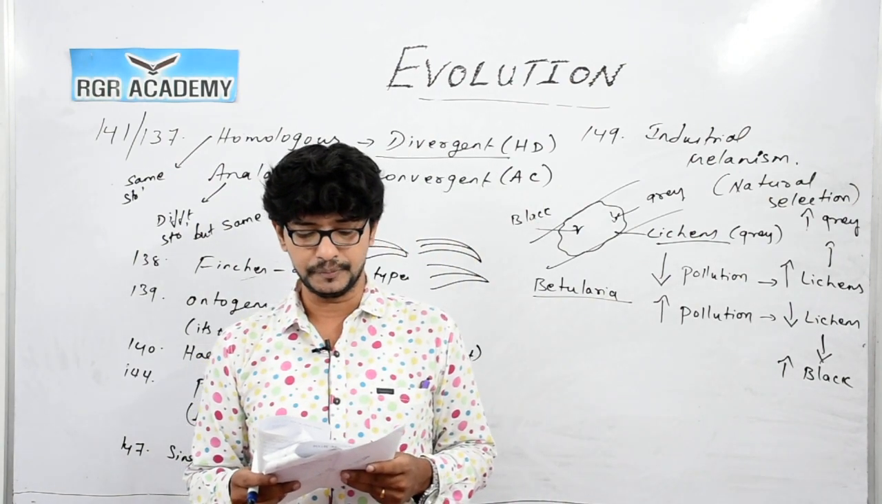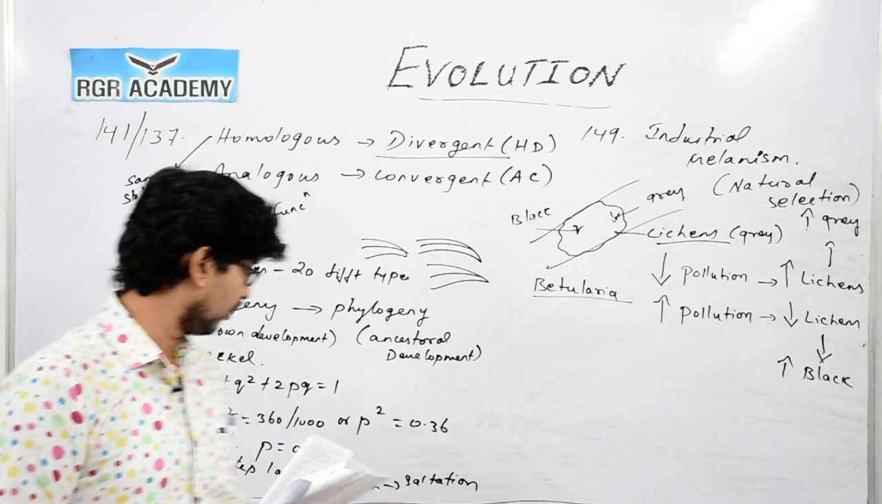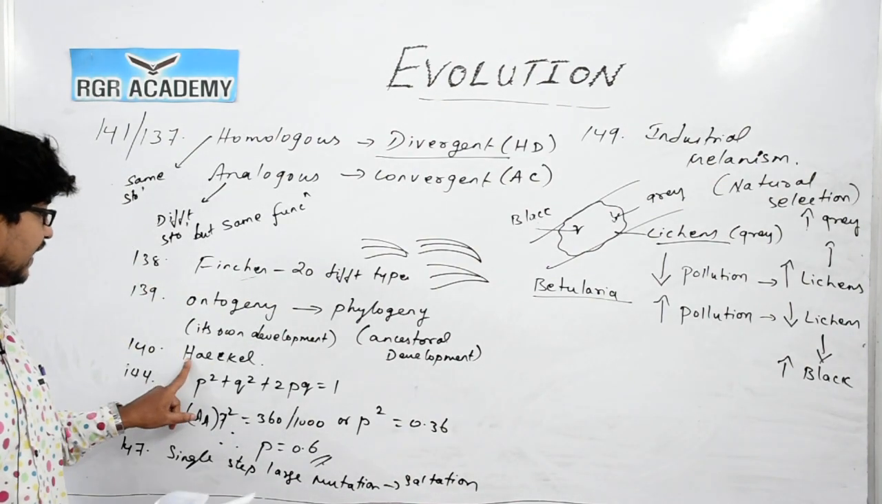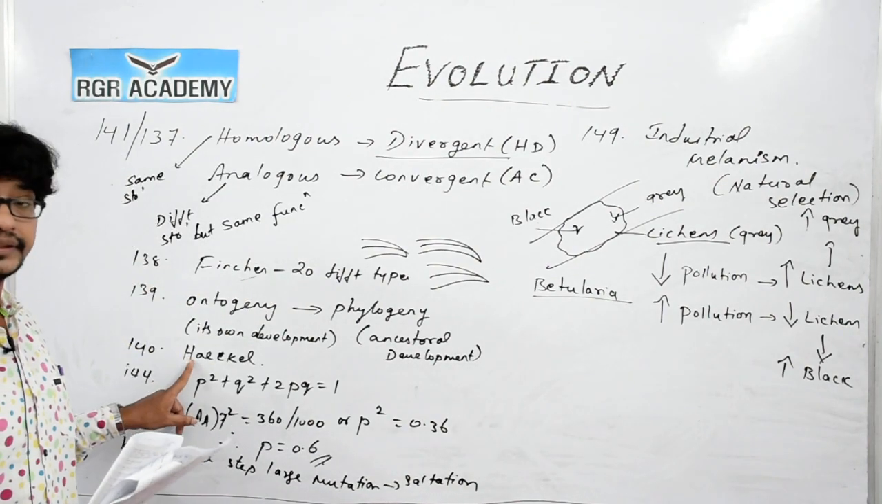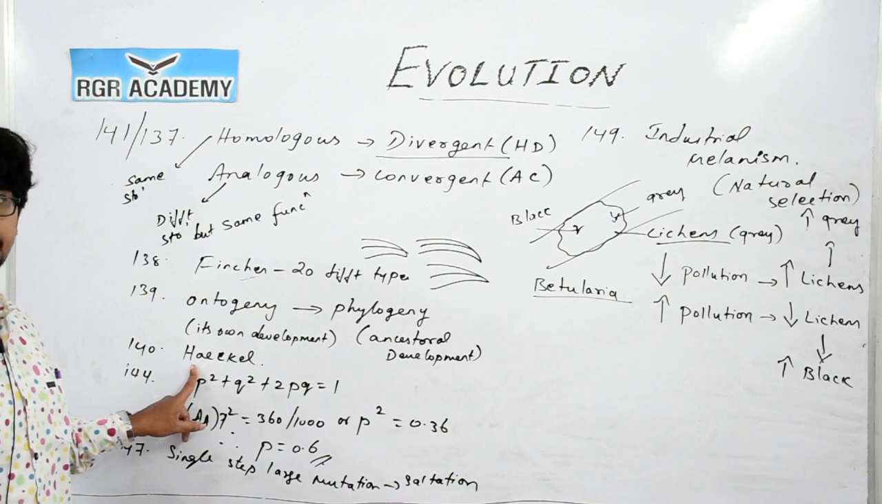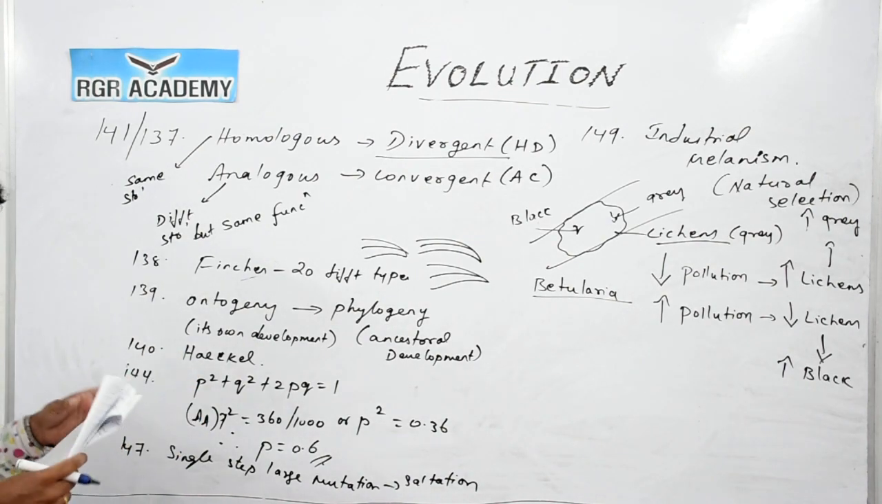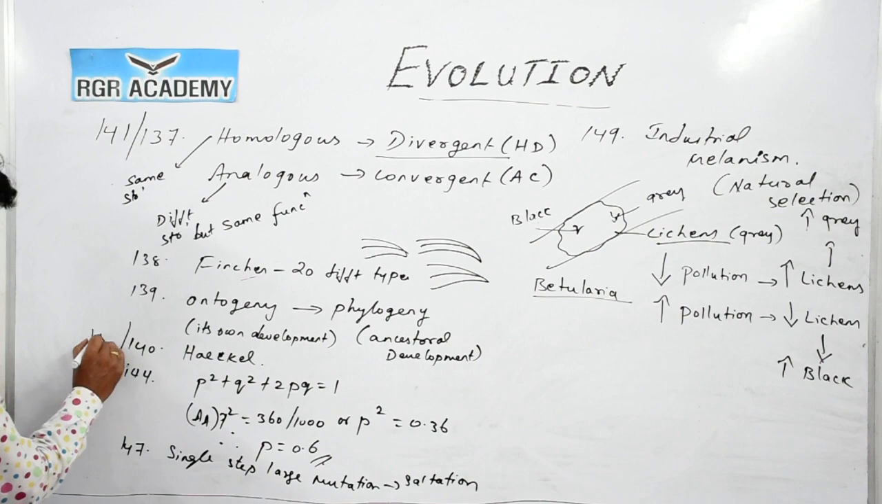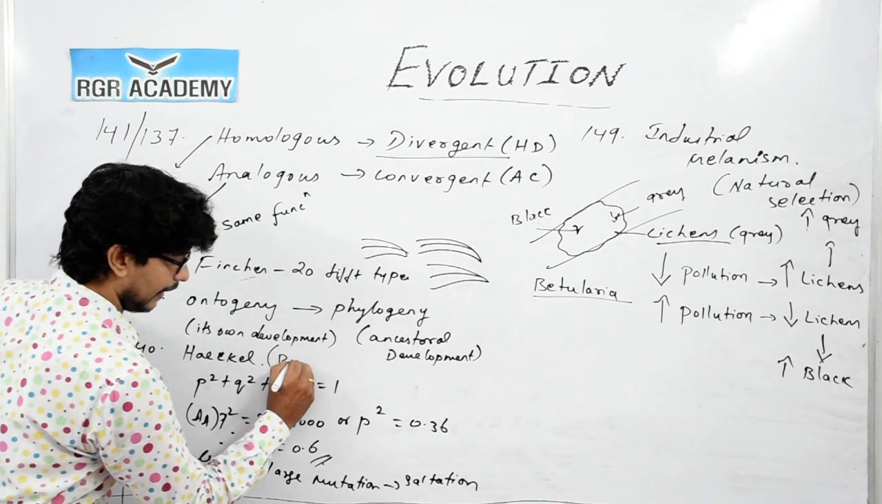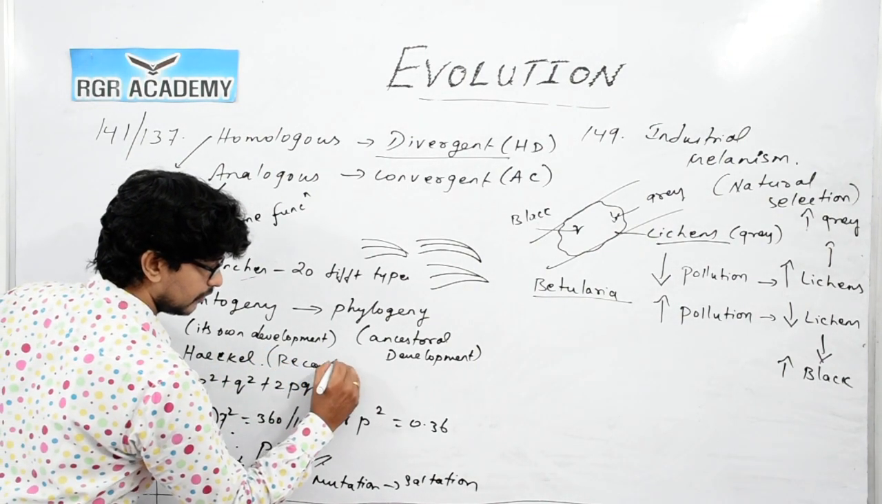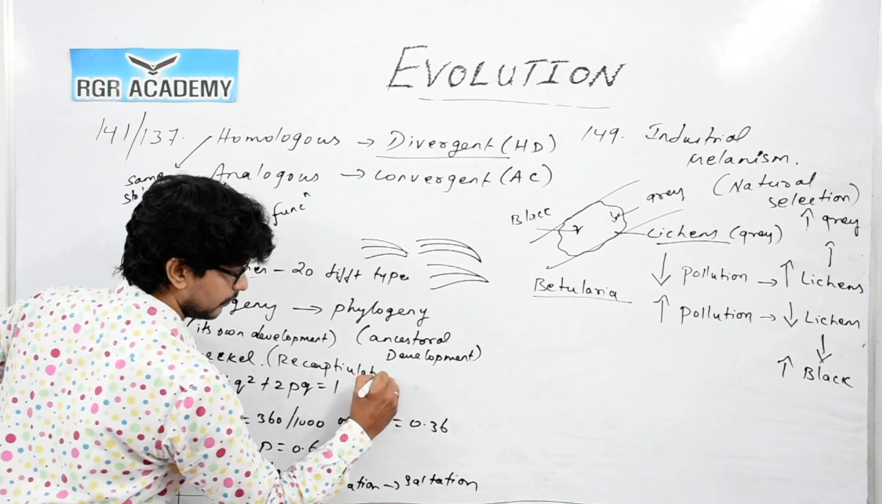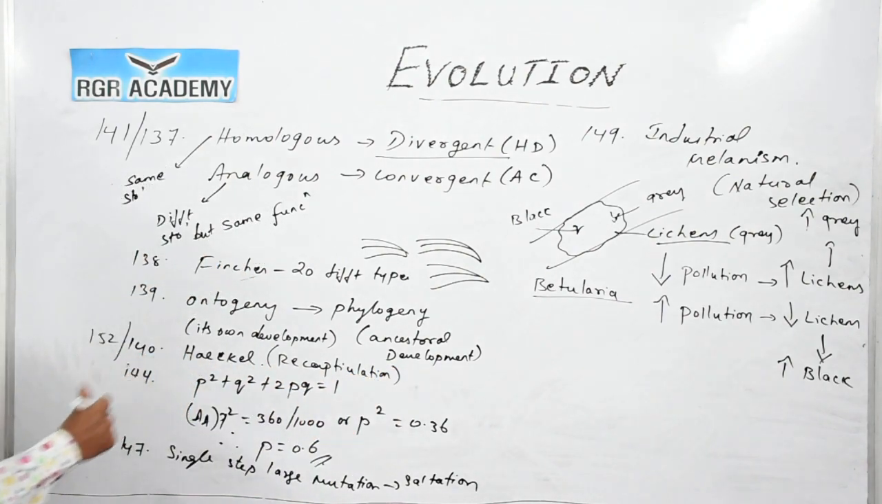Question 152. Recapitulation theory. This we already discussed in the previous part. So Haeckel. Haeckel is a repeated question, so you need to give importance to this type of question. Again they are asking this type of question. So recapitulation theory was proposed by Haeckel.